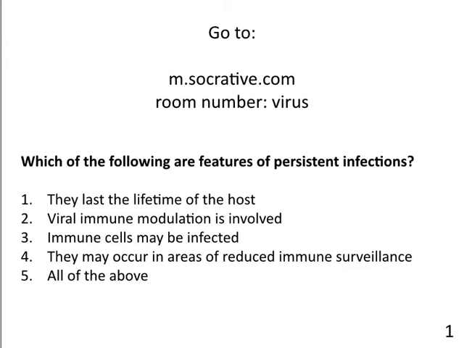Which of the following are features of persistent infections? Okay, you're right. Number 5, all of the above. You have to study. Yeah, all of these are features, as I've said: last a lifetime, viral immune modulation, immune cells can be infected, and they occur in areas of reduced immune surveillance.